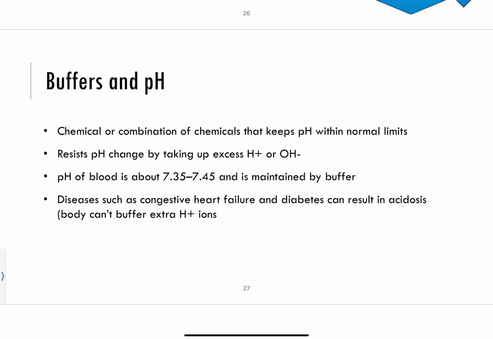If the buffering systems are overwhelmed, as in conditions like diabetes or congestive heart failure, that could result in acidosis, or a dangerous drop in blood pH. Your buffer can also go in and bind those hydrogen ions and again bring your pH level back to normal.